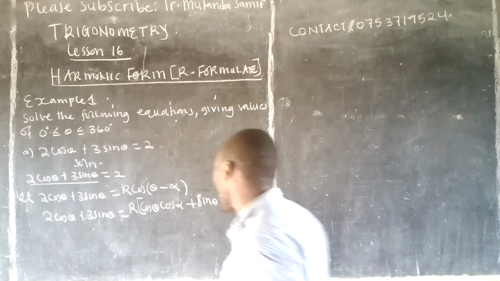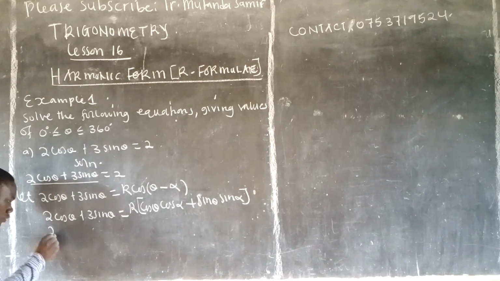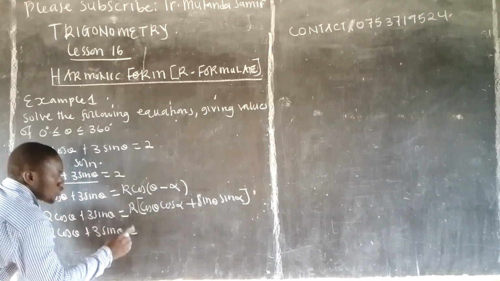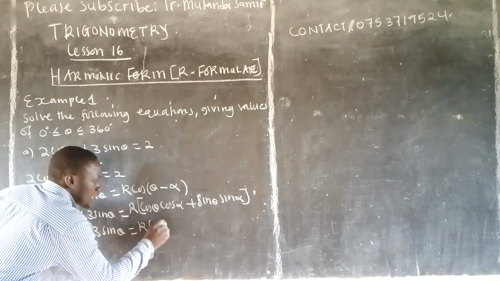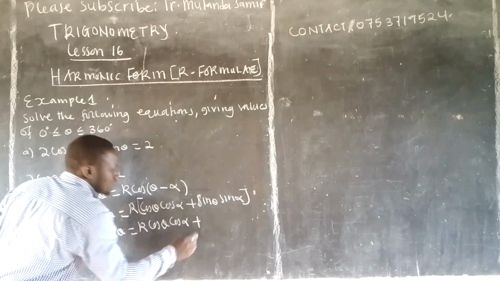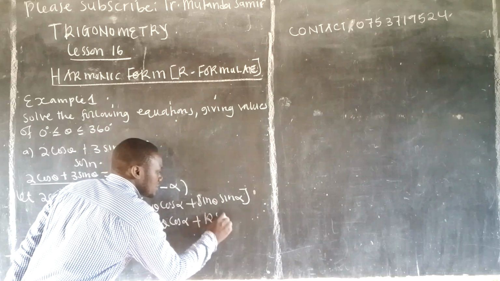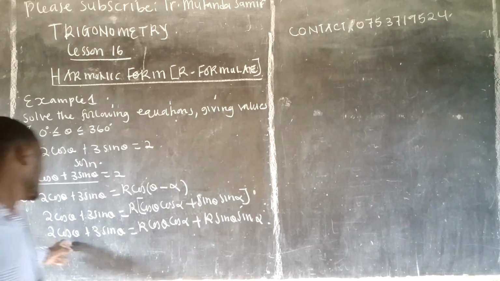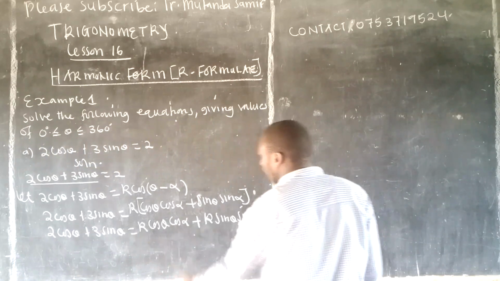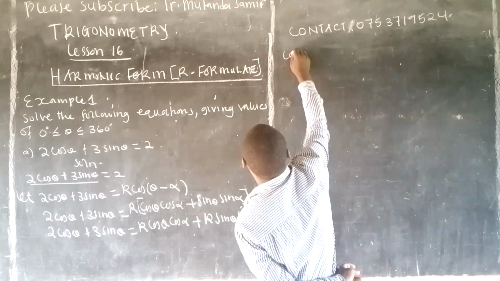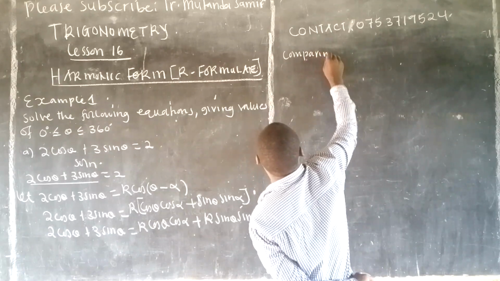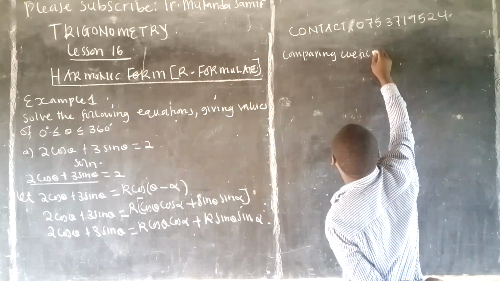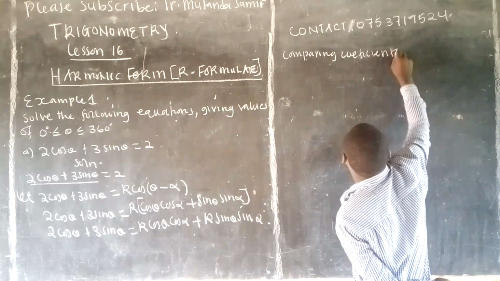Next, what we're going to do is multiply the R in there. So 2 cos theta plus 3 sine theta is equal to R cos theta cos alpha plus R sine theta sine alpha. Next, what are we going to do? At that level, we shall now say comparing coefficients. So, comparing coefficients. All right.